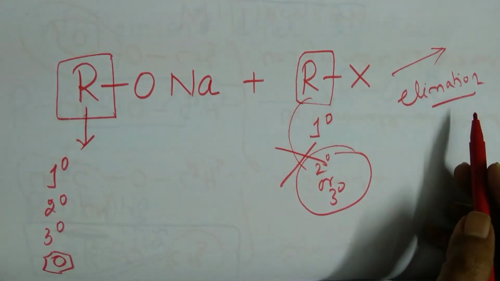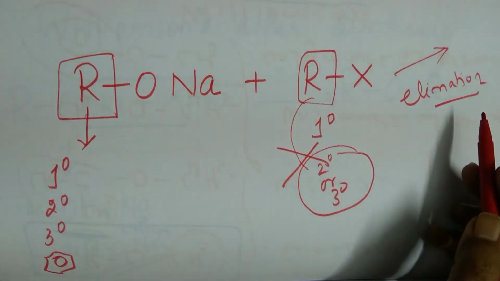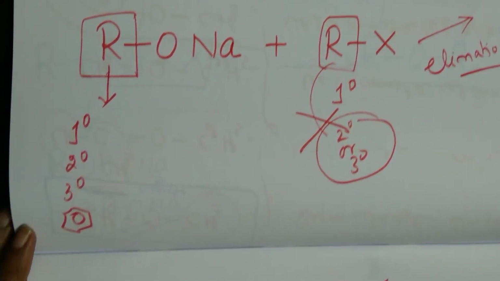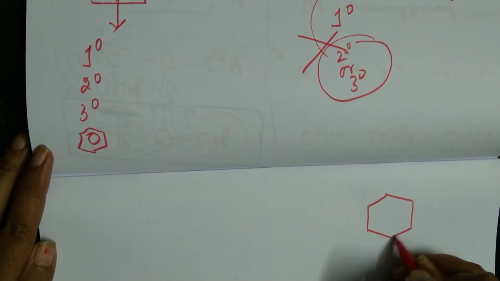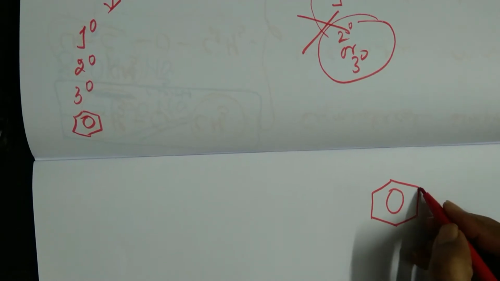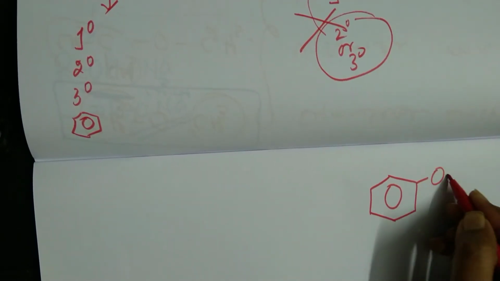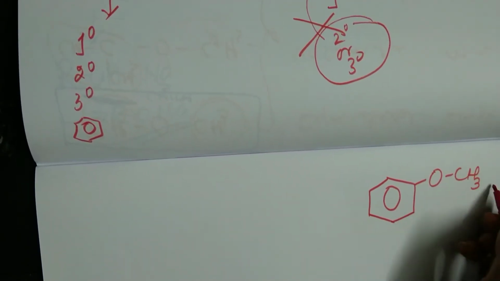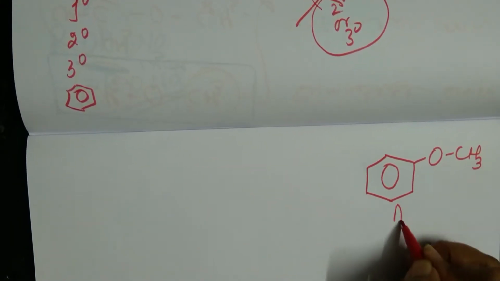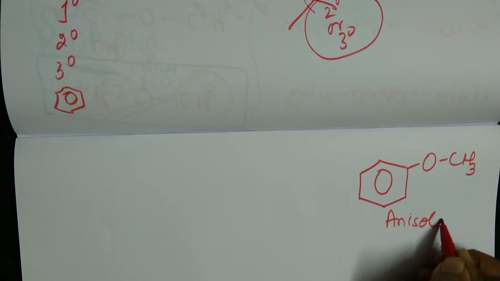So let us see how methoxybenzene is prepared. You have to guide me on which R group you are going to take as benzene and which R as methyl group. So this is methoxybenzene. The common name is anisole. So how do I prepare it now?